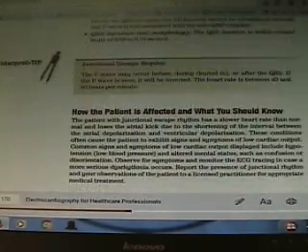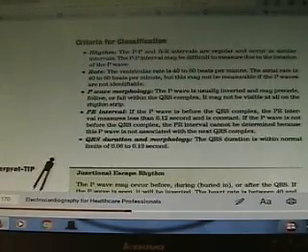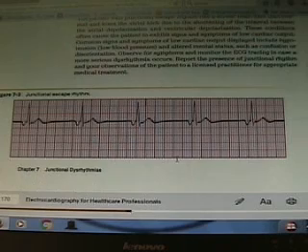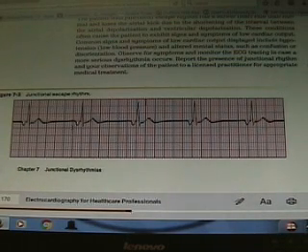So let's look at what an escape looks like. What do we notice here about the P wave? It's going the wrong way, isn't it? It's upside down. So if you have a relatively slow, normal rate, it looks like NSR, but then you look at that and ask, why is the P wave like that? Well, guess why? Because I have a junctional problem.